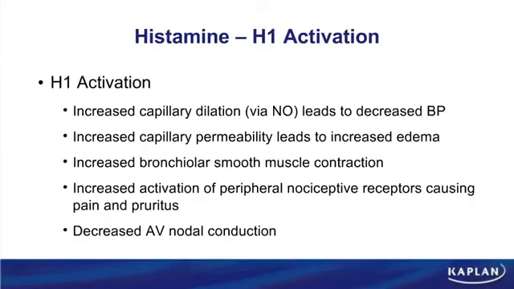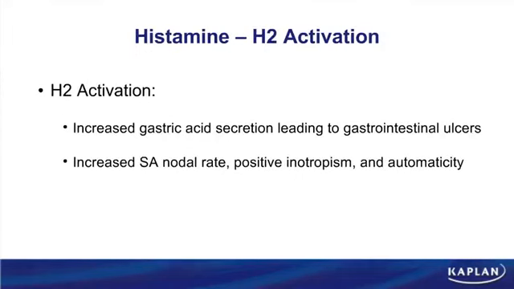H1 activation on smooth muscle cells causes smooth muscle contraction because H1 receptors are Gq coupled. It's also the H1 receptor that's responsible for the pain and itching associated with histamine release. The H2 receptor is more limited in terms of where it's found. Mostly think about H2s on parietal cells. When stimulating these receptors, you get an increase in gastric acid secretion that could lead to GI ulcers, making this receptor a target for peptic ulcer medications.